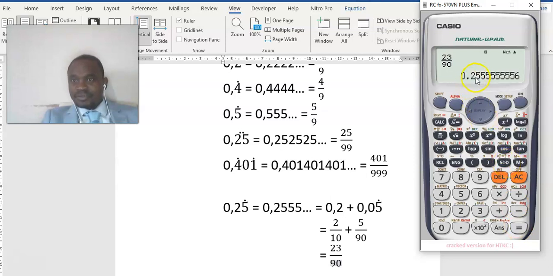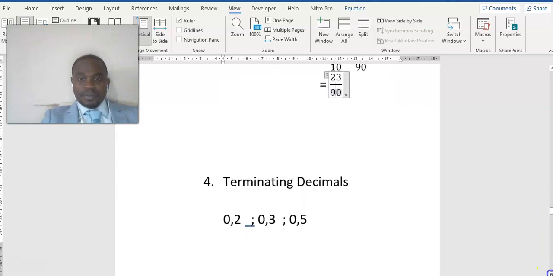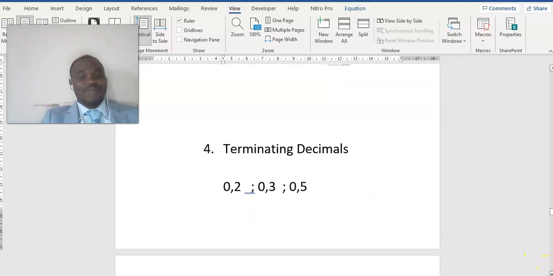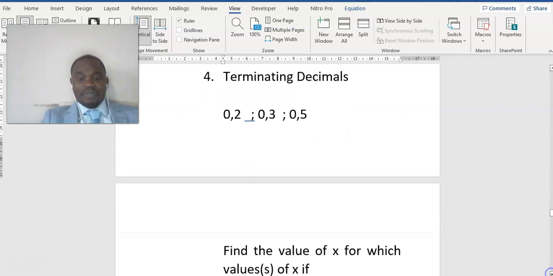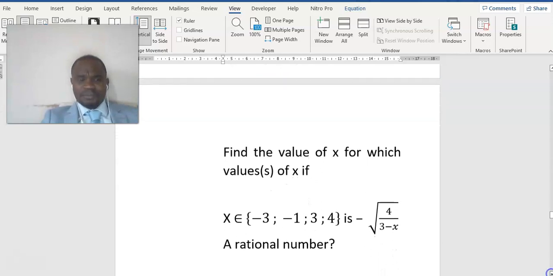Have you seen 0,25555 and it continues like that, which is 0,25 with a dot at the top. All right. Okay. Now this one is something that I've added. So these are terminating decimals as well. Terminating decimals are also rational numbers because we can write them in the form a over b. I did one for you. Okay, let's look at this one.